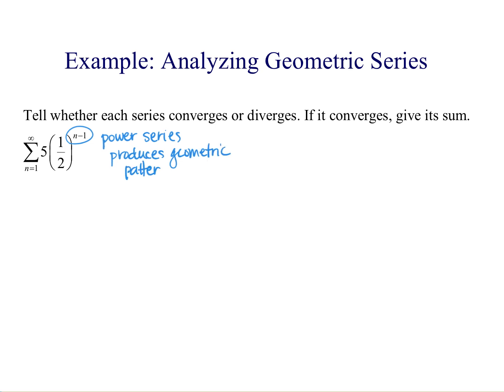If you're not 100% sure, then plug and chug. You're going to get 5 plus 5 halves plus 5 fourths plus 5 eighths plus 5 sixteenths plus ... You should be able to pull out what the pattern is being multiplied by every time. Do you see what it is? 1/2. Okay, multiplying every time by 1/2, 1/2, 1/2, 1/2, 1/2. So r is equal to 1/2.